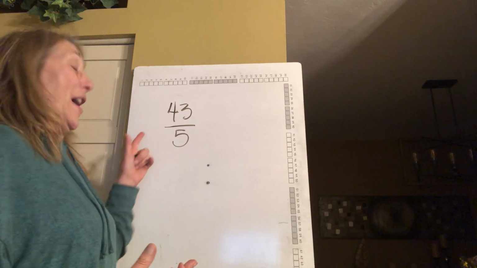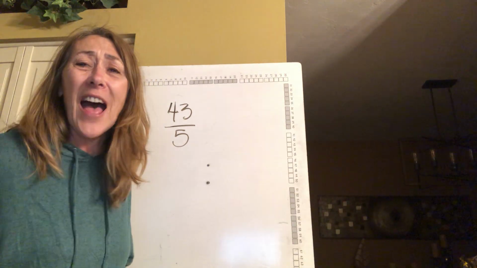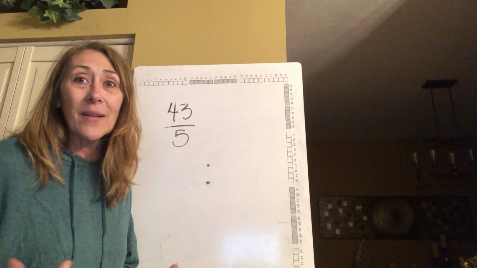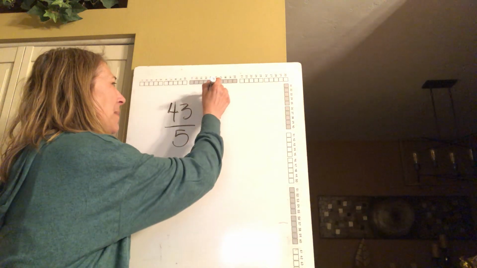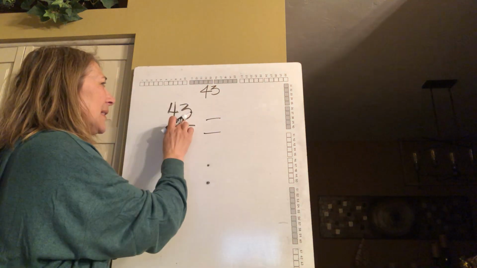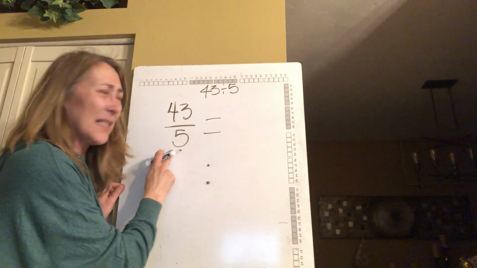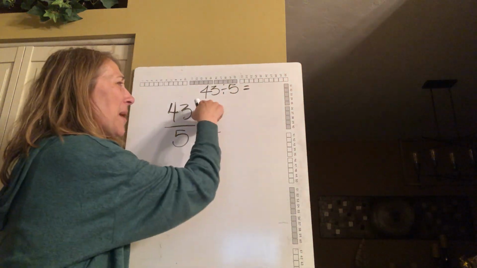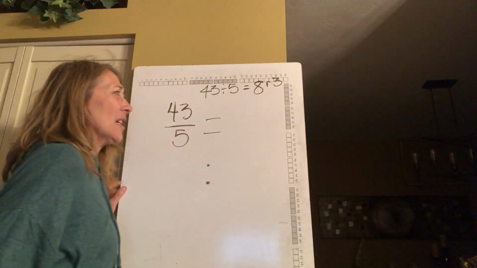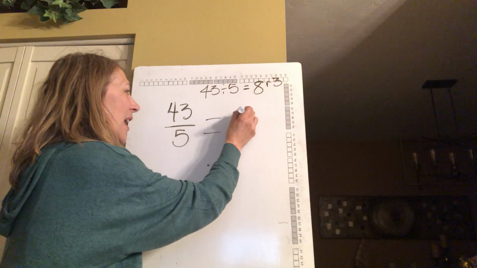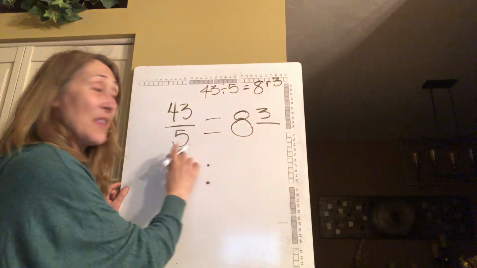So let's take a look at 43/5. Whoa, that's a fraction way greater than a whole because I know I only need 5 pieces to make a whole. So how would I make that into a mixed number? That means 43 pieces divided by 5, because I need 5 pieces to make a whole. 43 divided by 5 is 8, remainder 3. 8 wholes, 3 pieces left, and they're fifths.